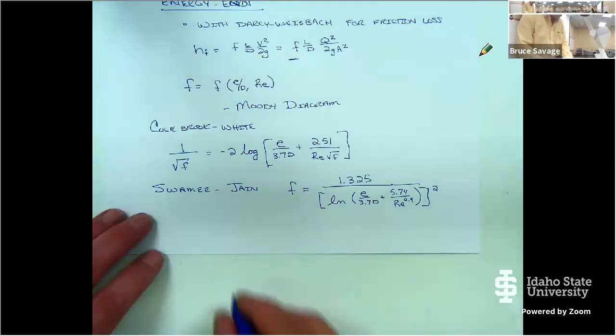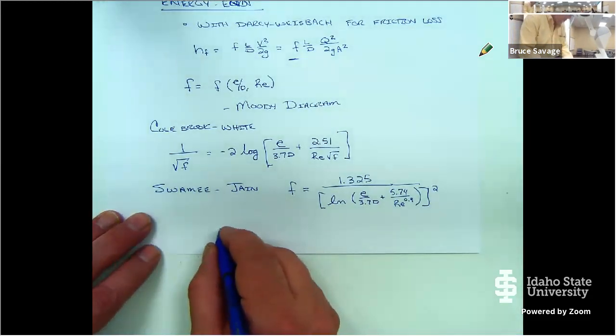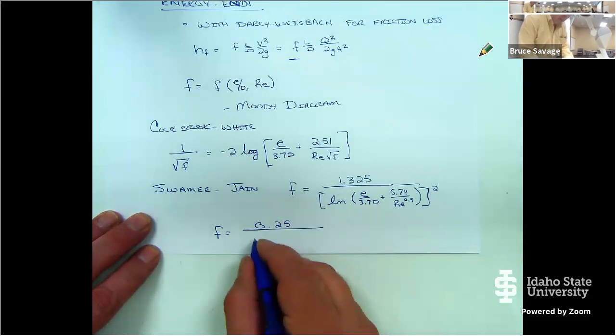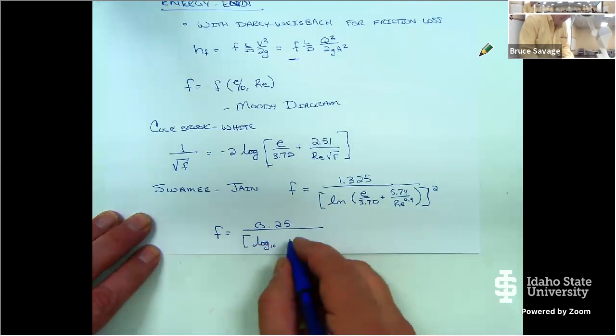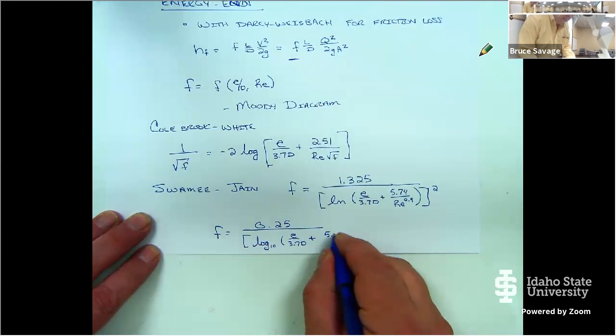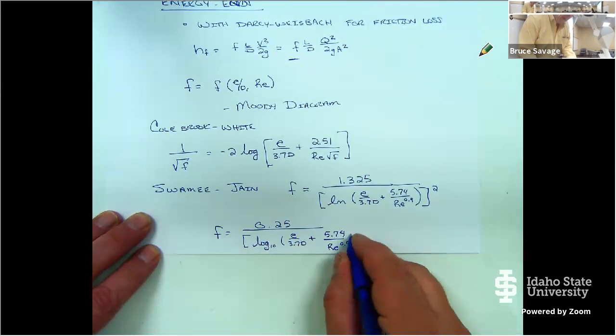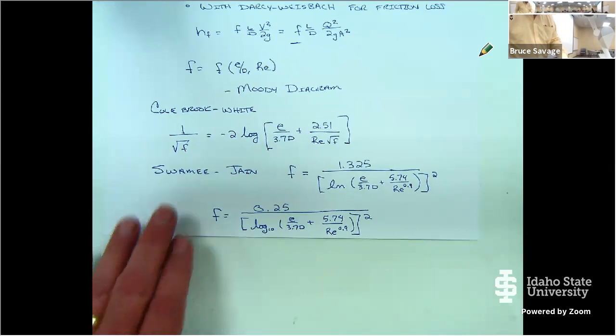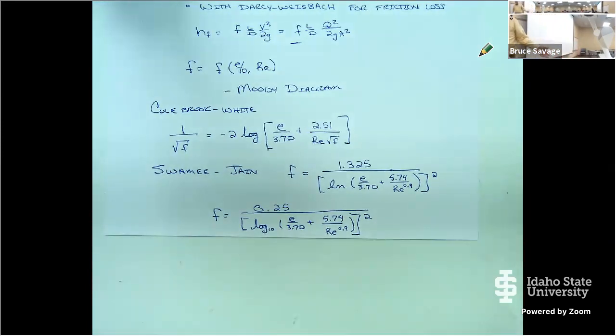Or if you prefer log base 10, we have that equation too, where the friction factor is equal to 0.25 divided by the quantity log base 10 of E divided by 3.7D. It's the same inside stuff here, plus 5.74 divided by the Reynolds number raised to the 0.9, end of quantity, squared. So whichever one you prefer, the natural log or the log, you can use that. Okay.